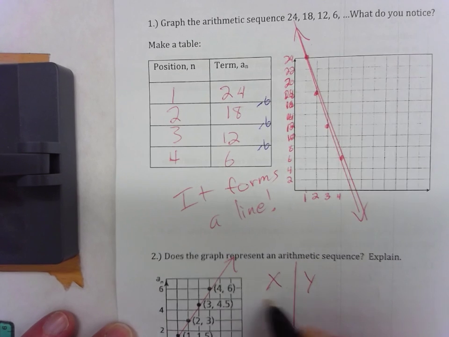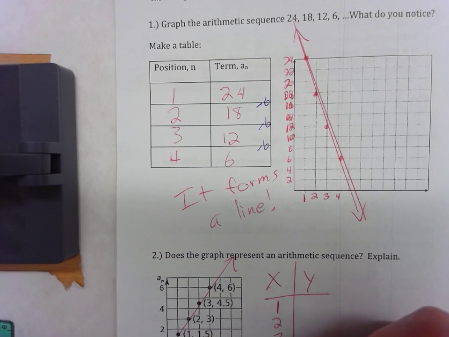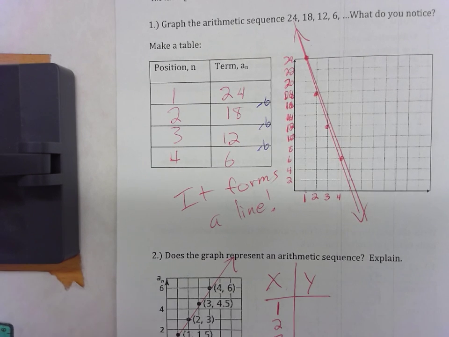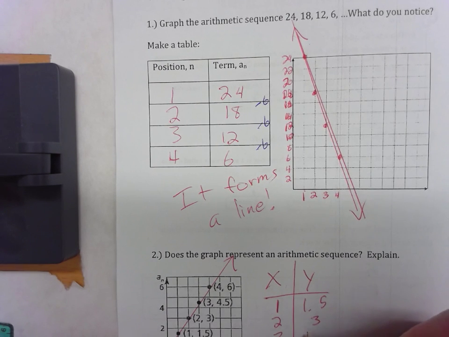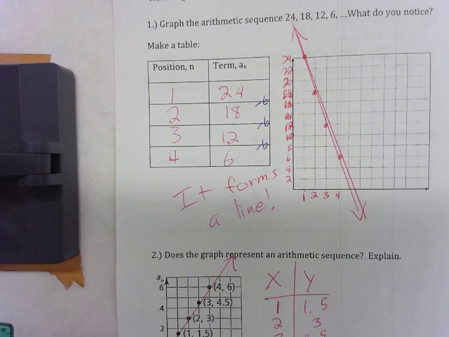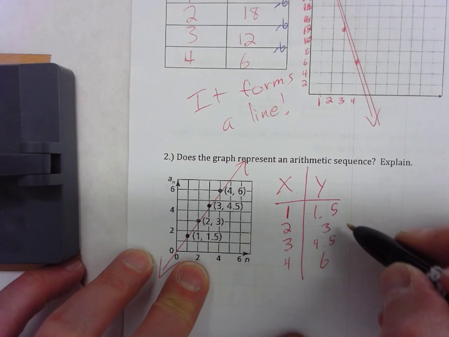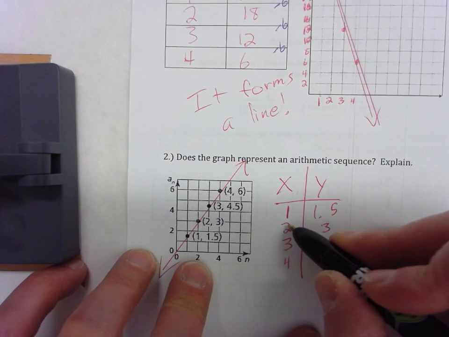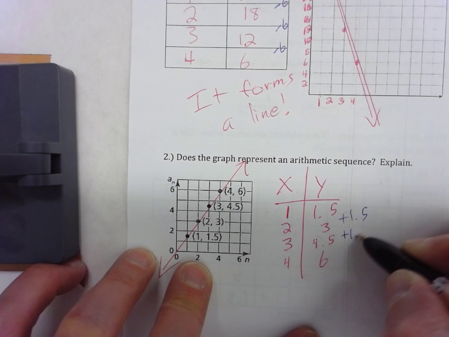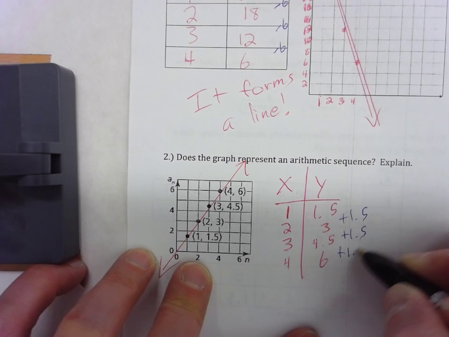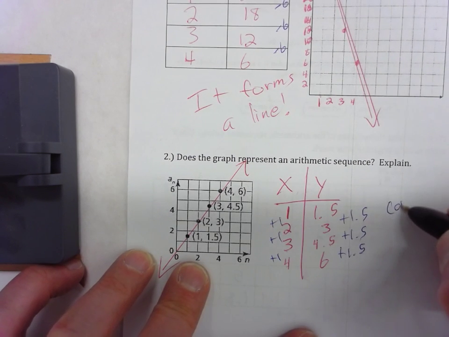So let's put our terms and our positions in a table right here. Those are our positions, right? And our terms are going to be 1.5, 3, 4.5, and then 6 for our fourth one right there. If we look at our pattern, we can see that as our x values increase by 1, our y values increase by 1.5. So we have a constant rate of change for this, right? It goes up by 1s as well, with a common difference of 1.5.